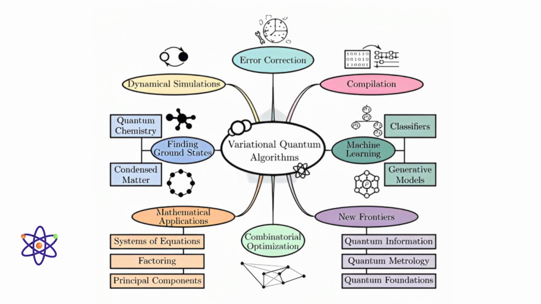Imagine trying to factorize a large number into its prime components using a classical computer. These tasks become exponentially more challenging as the number grows. Enter Shor's algorithm, a quantum algorithm devised by mathematician Peter Shor. This algorithm has the remarkable ability to factorize large numbers exponentially faster than the best known classical algorithms.